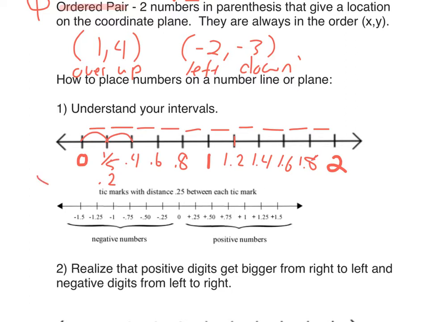Okay, so if you look at a number line that has negative numbers, the same thing's true. These tick marks have a distance of 0.25 between each tick mark. So from 0 going to the right, it's 0.25, 0.50, 0.75. Think of it like 25 cents, 50 cents, 75 cents. Going the other direction, it's the same thing. Negative 0.25, negative 0.50. The distance between any two tick marks that are next to each other is 0.25. All right, so the first thing you do is understand your intervals.